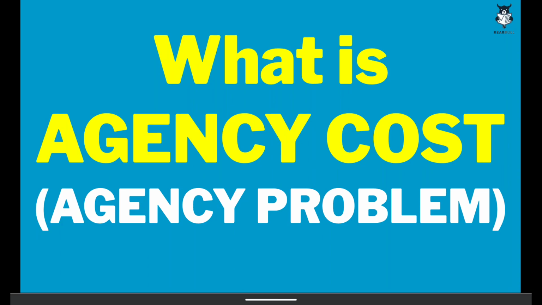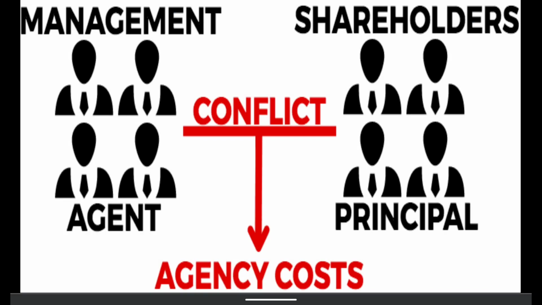Now, let's start with defining the agent. Who is an agent? Remember, if I hire somebody to do a particular job for me, then that somebody who is doing the job for me is my agent. He is doing something on my behalf and I am the principal. That is, the relationship between me and that somebody is that of principal and agent.